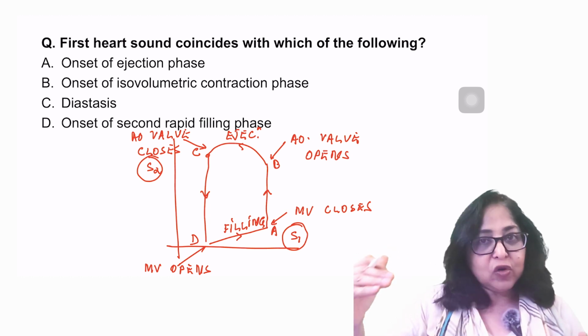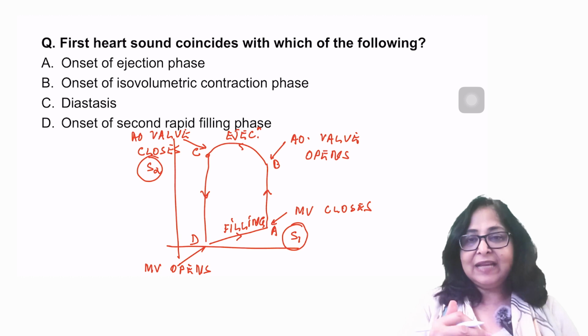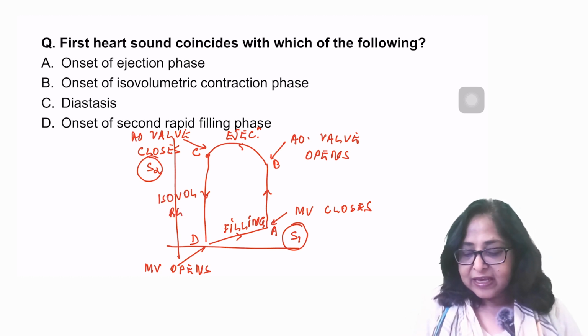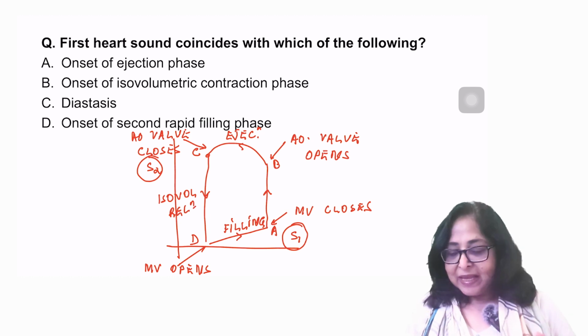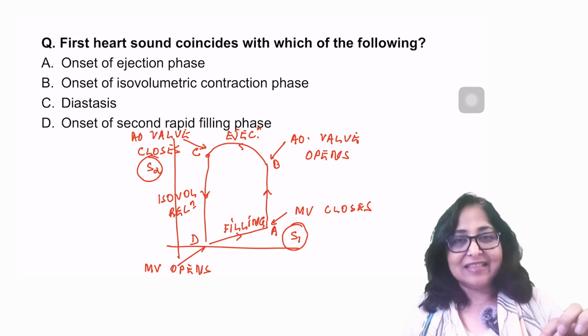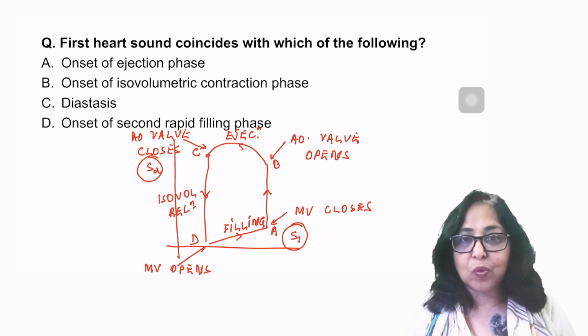A to B, isovolumetric contraction. B to C, ejection phase. C to D, isovolumetric relaxation. And D to A is the filling phase. Between S1 and S2, between points A and C is systole, between C and A is diastole.